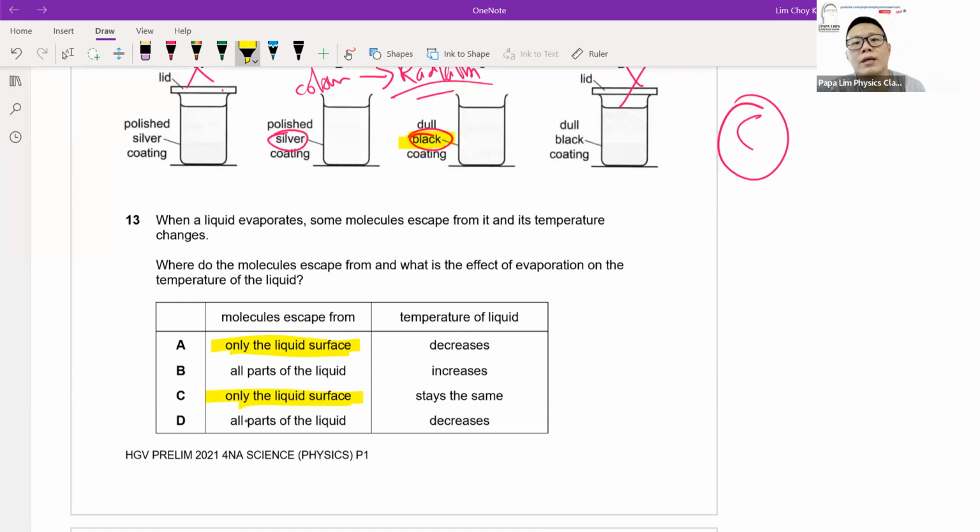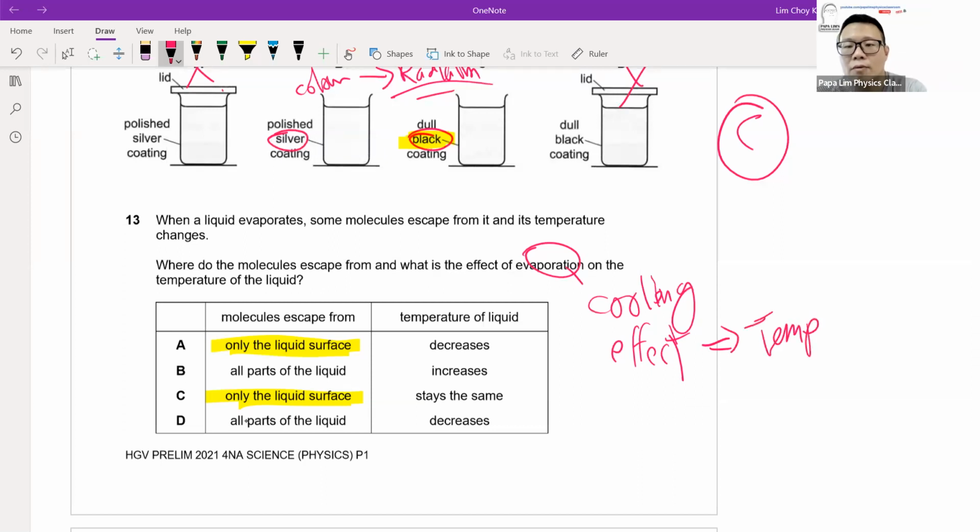And same thing, another name for evaporation is what we call the cooling effect. So when evaporation occurs, there will be a cooling effect, which means the temperature of the object will definitely be lower. So that's why I know the answer will be A. Okay, so take note of it.